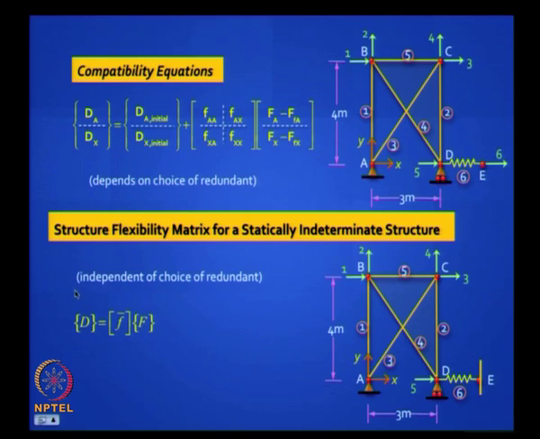So that's interesting. It's just for your general understanding, you can have the flexibility matrix, which I am calling F bar, which does not depend on the choice of the redundant. I could have chosen any bar force here as a redundant, but I do not need to. There are 5 active degrees of freedom in the actual structure, right? And I can write down this F bar matrix. Can you tell me how to generate this F bar from this flexibility matrix?